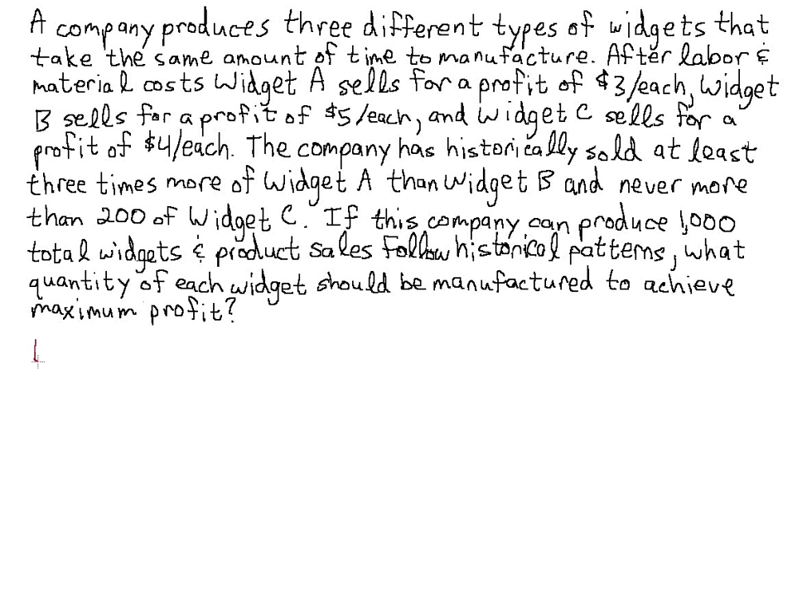So let's go ahead and define a few variables. We have 3 widgets, widget A, B, and C, and we want to know what quantity of each widget should be produced to maximize our profits. So let's define our variables in terms of our number of widgets produced. Let X equal the number of widgets A produced. This is our first one, widget A, and it's produced at a profit of $3 each.